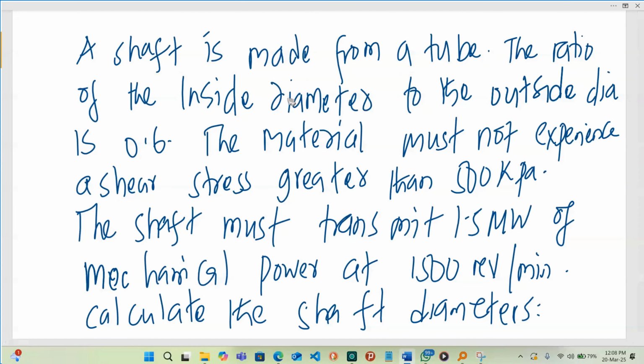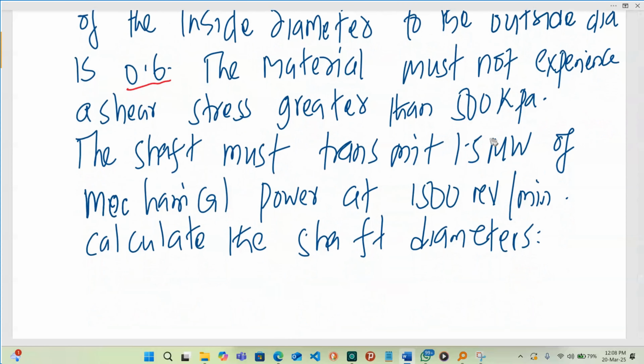So we are told that a shaft is made from a tube. The ratio of the inside diameter to the outside diameter is 0.6. The material must not experience a shear stress greater than 500 kilopascals. The shaft must transmit a power of 1.5 megawatts, that is mechanical power, at 1500 RPM. Calculate the shaft diameter.